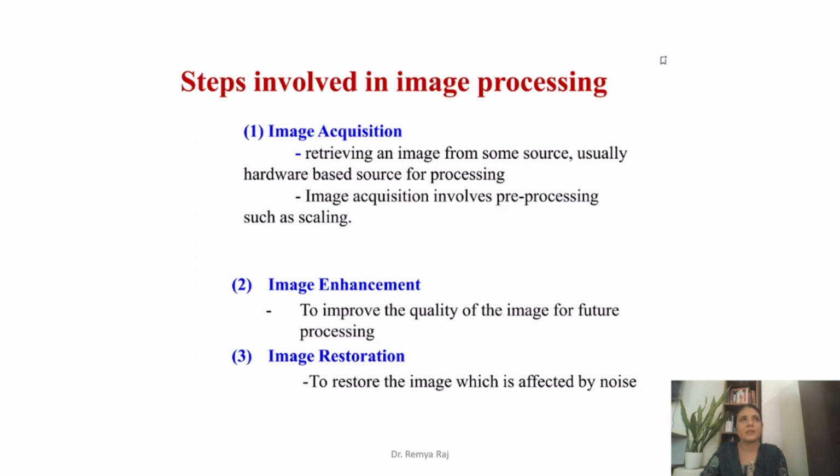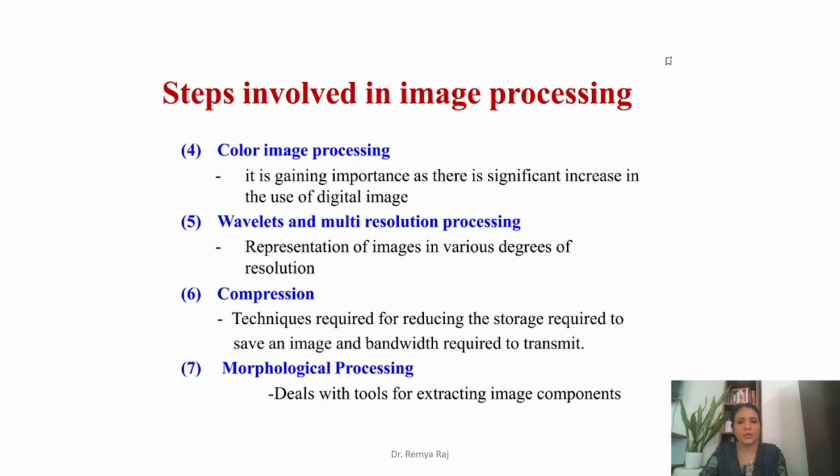Image enhancement improves the quality of the pixels for future processing. The third one is image restoration. It restores the image that has been affected by noise. When we capture an image, there may be some noise due to the motion of the object, or when your hand is shaking, the mobile phone or capturing device also shakes. All of that causes some noise. Image restoration recovers the original image that was affected by the noise.